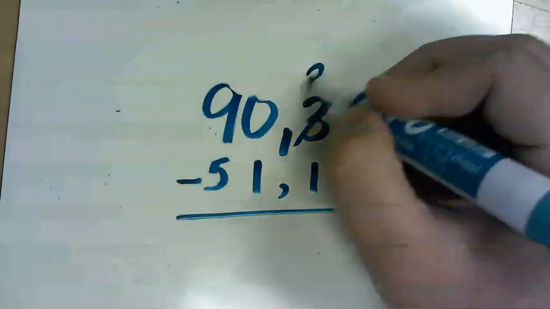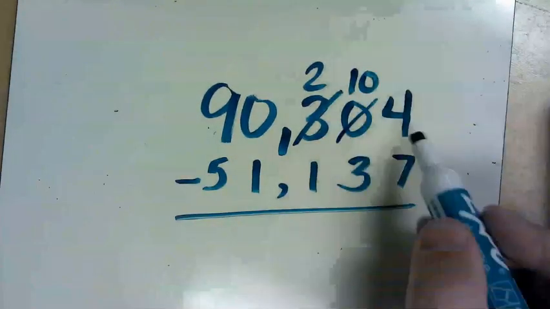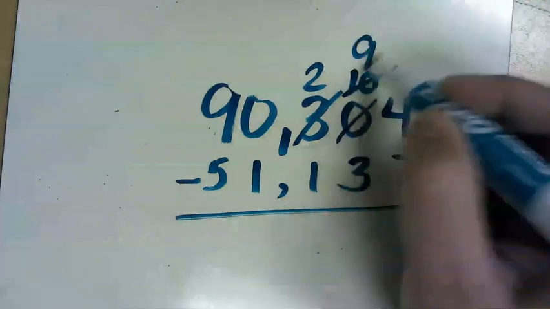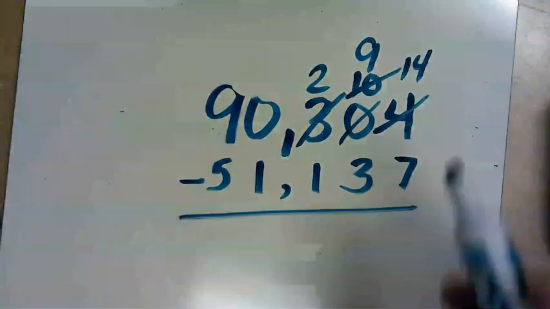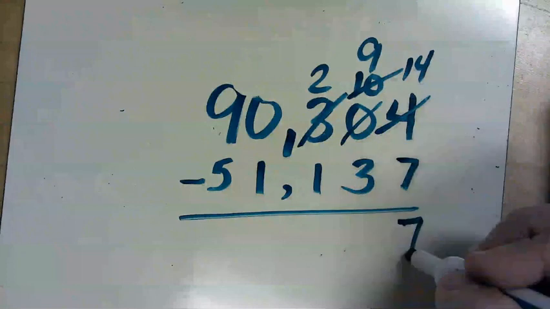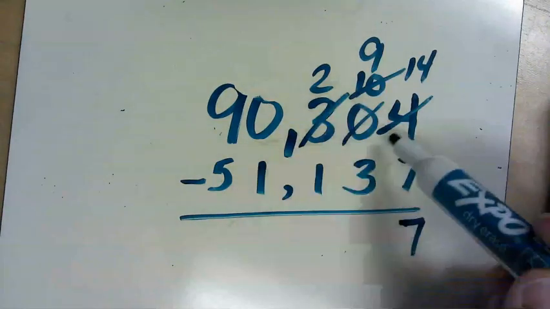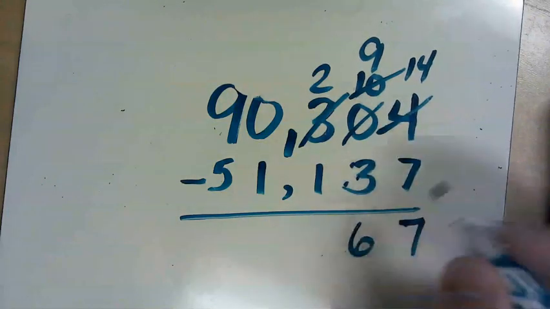3 minus 1 is 2. That 1 comes over and turns this into a 10. Now when I do 4 minus 7, I can regroup from that 10. There's something to borrow, take away from it. So now I have 14. 14 minus 7 is a doubles fact. So it's 7. In my tens place, 9 minus 3, 9, 8, 7, 6.